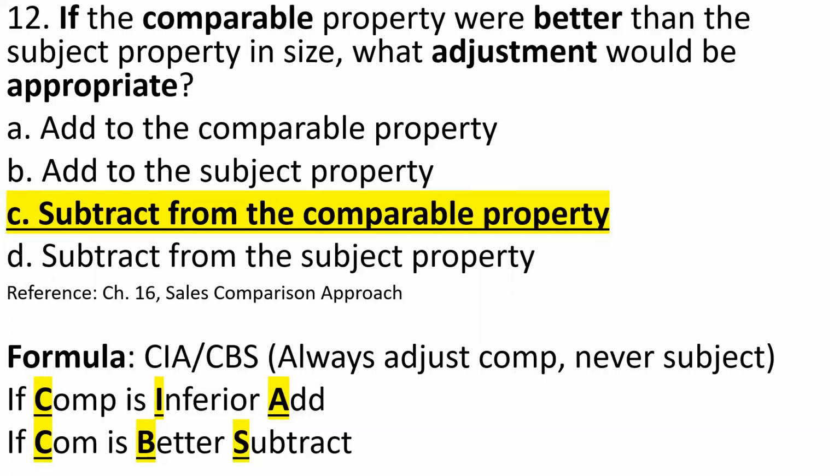A comp is a property that was sold. You know how much they were sold for. So if that comparable property, the comp you are using, had, let's say, for example, 4 bedrooms and the subject property has 3 bedrooms, here you can see how you would subtract the value of 1 bedroom to arrive at the value of the subject property, which has 3 bedrooms.